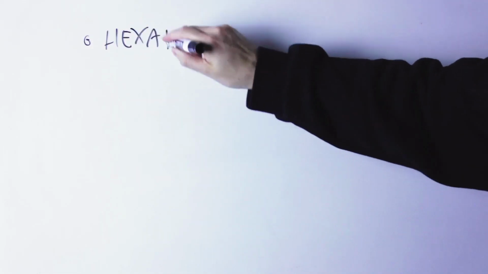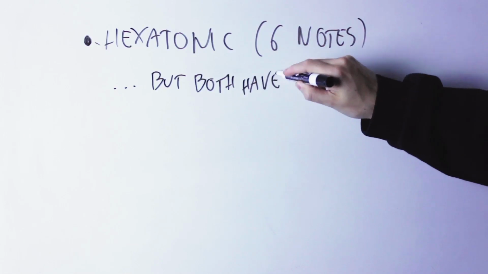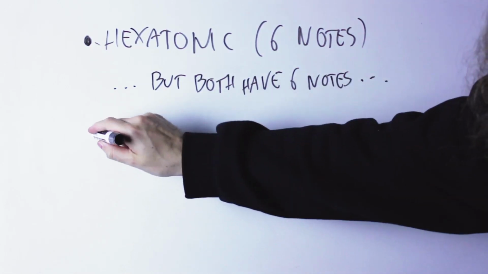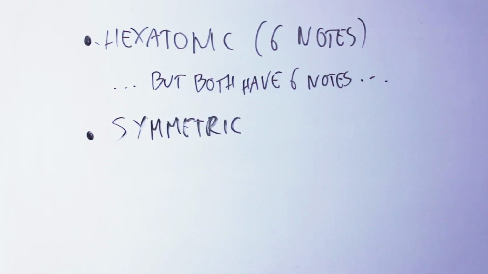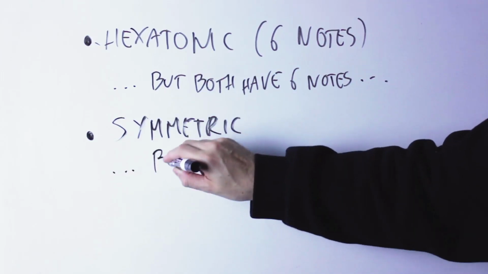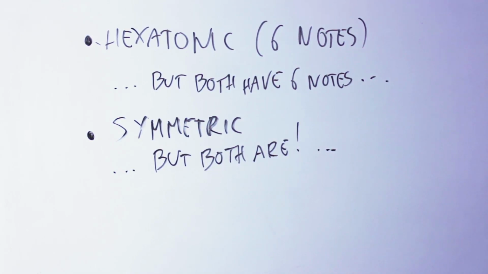Also, some people will call one of the scales the hexatonic scale, which means that that's the scale with 6 notes, but both scales have 6 notes, so both scales can be called hexatonic. And other people will call one of the scales the symmetrical scale, but both of those scales are symmetrical too, so I cannot call one the symmetrical scale and the other the non-symmetrical scale. So now that we know that different people call those scales in different ways, let's see them.